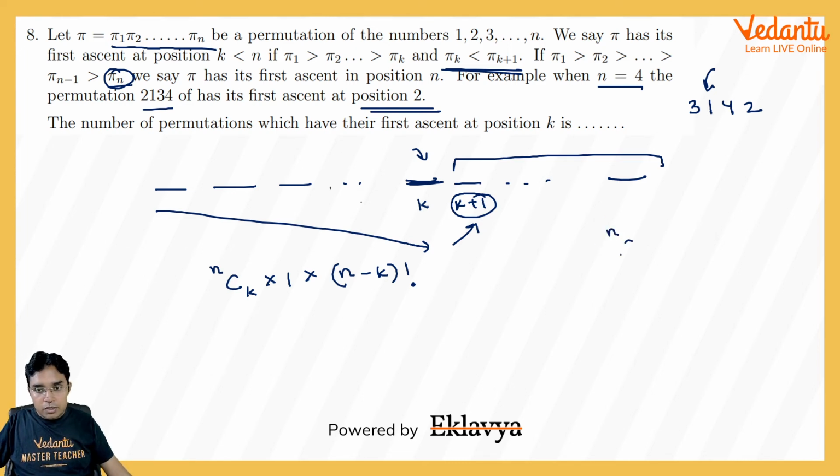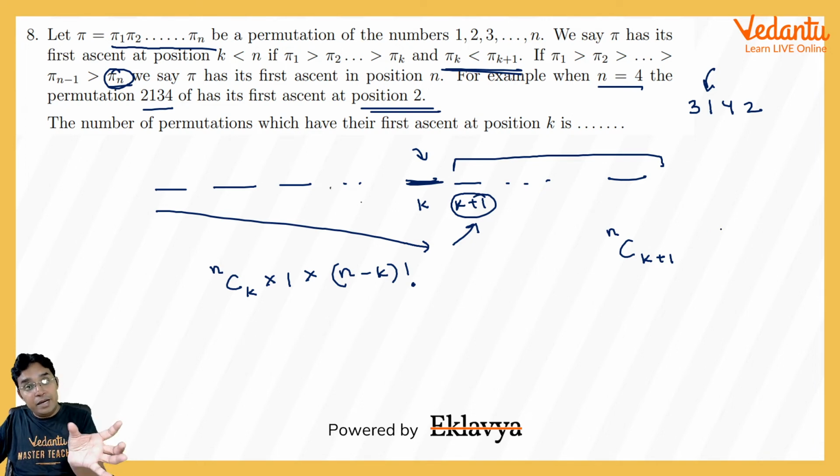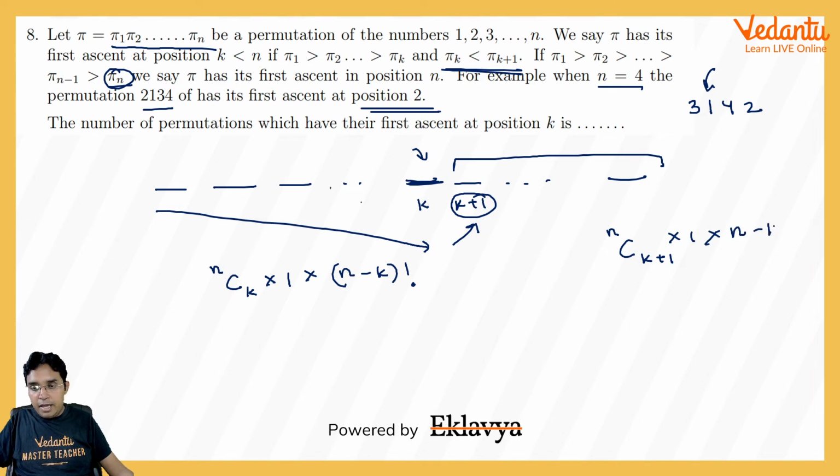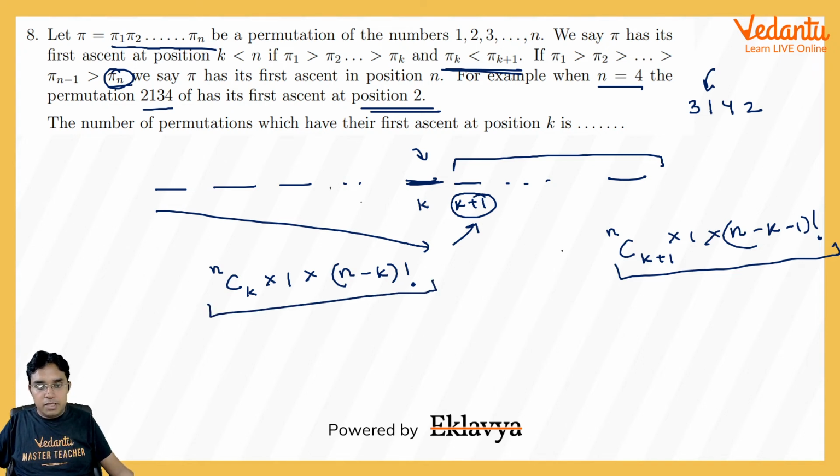If I do this same calculation once again and I take k plus 1 numbers now, out of n, and I do the same thing. I decrease them till the k plus 1th number and again rearrange the remaining numbers, n minus k minus 1 factorial here. Okay, so now you will understand that these cases are actually a subset of this, yes or no?